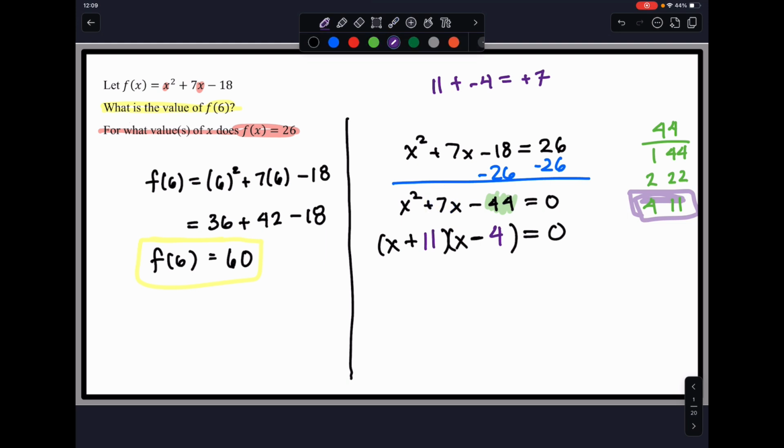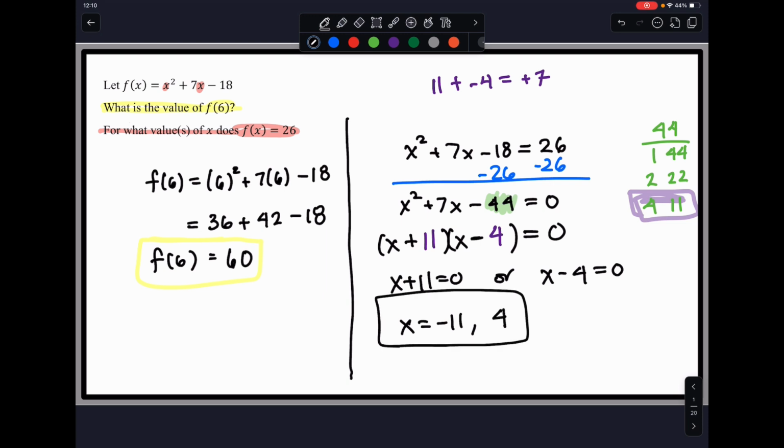So all we do now is use the zero product property. This means that x plus 11 is equal to 0, or x minus 4 is equal to 0. So your solutions are negative 11 or positive 4. So these are your two solutions here.